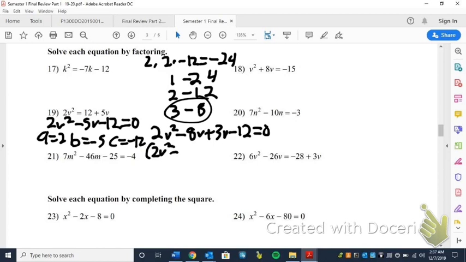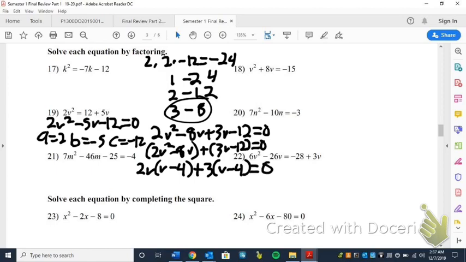We then group together, and factor out the greatest common factor from both of those. For 2v squared minus 8v, 2v is the greatest common factor. For 3v minus 12, it's 3. We then factor out the common binomial.